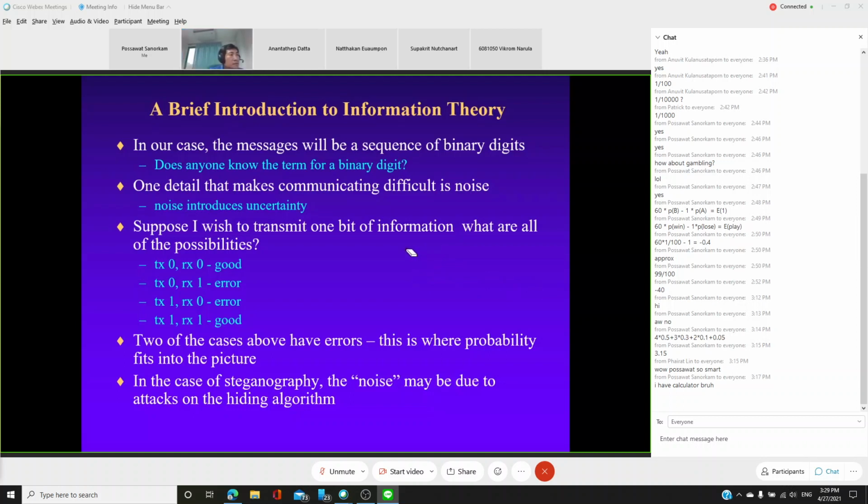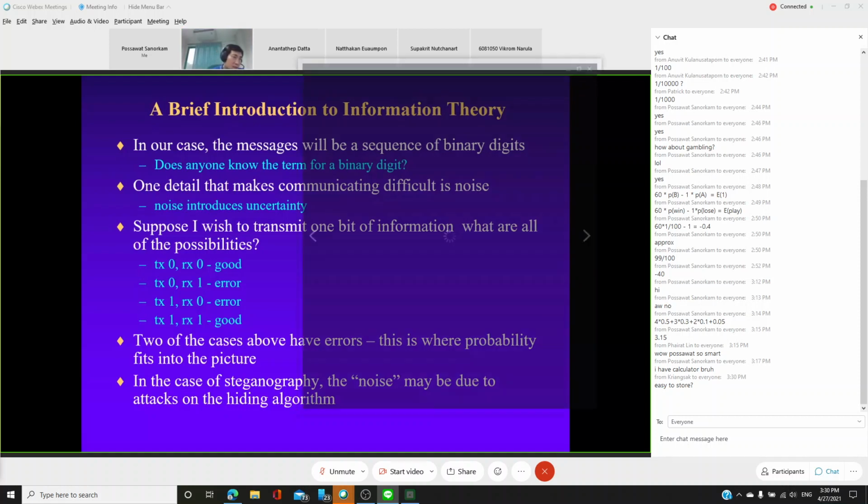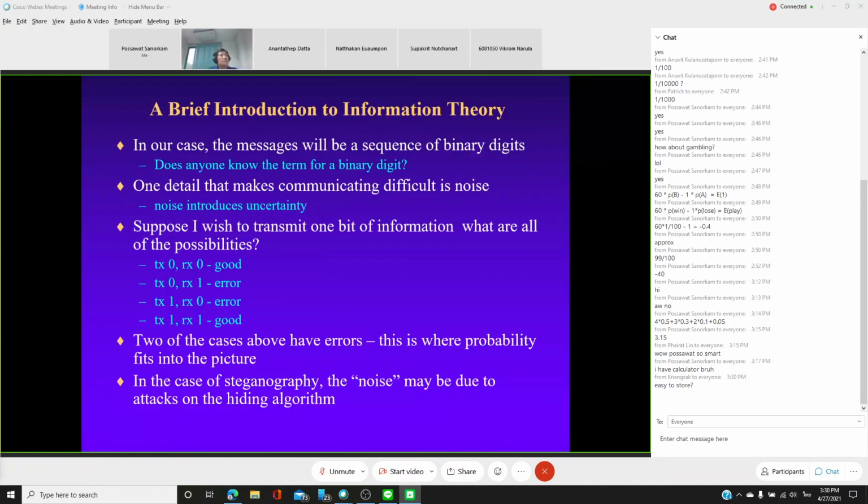And you know why digital communication? What's the advantage of digital communication over analog communication? Anyone want to guess? Easy to store. Yes. That's one answer. Yes.